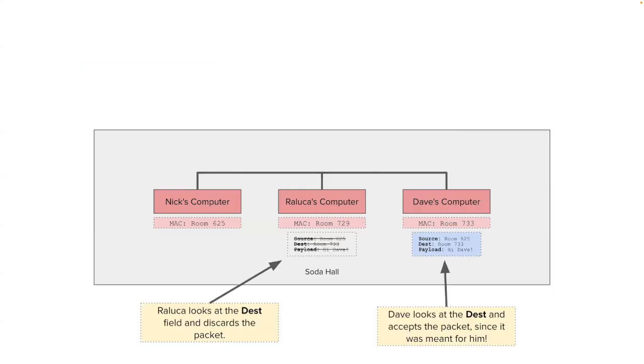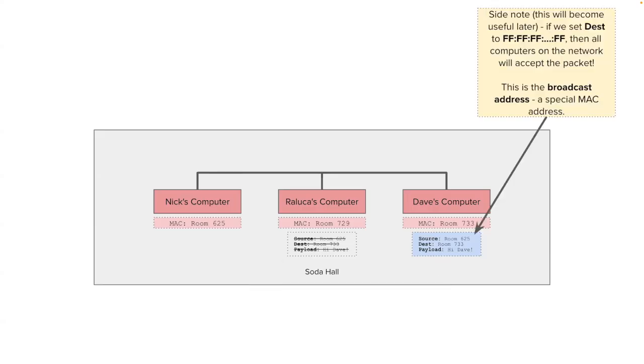Raluca will look at the destination field and see this is not a message for her, and she'll simply discard it. For David, it's actually a message for him, so David will accept the packet and read the message. A side note is that in the MAC address, we reserve the destination FFFF as a reserved address, which means this message is a broadcast message that every single device connected to this wire should take.